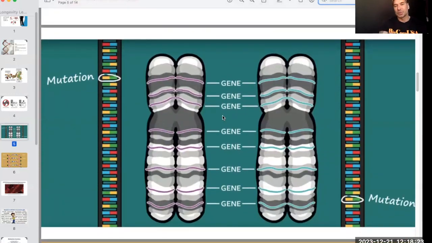You inherit a chromosome from your mom and from your dad, and as you can see from the left to the right, all the genes are in the right place. However, there could be a slight variation or mutation when those genes are not connecting the right way.